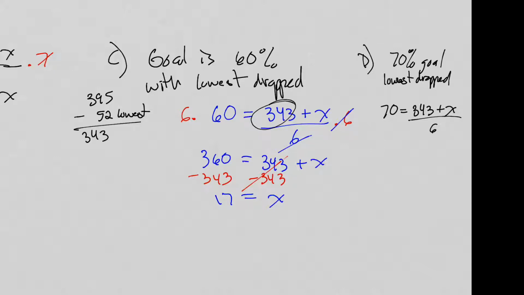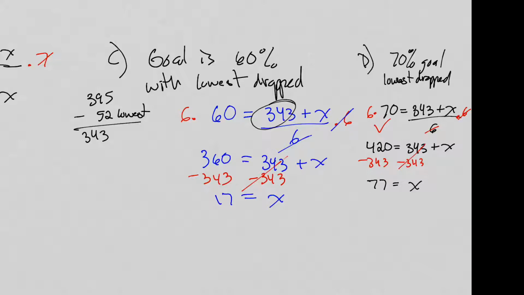6 tests. So it's 420 points you need for a 70. She already has 343. How did I get that? Multiply both sides by 6. And then subtract the points that she already has to see how much she needs to make on her last test. So 420 minus 343, and that's going to be 77.